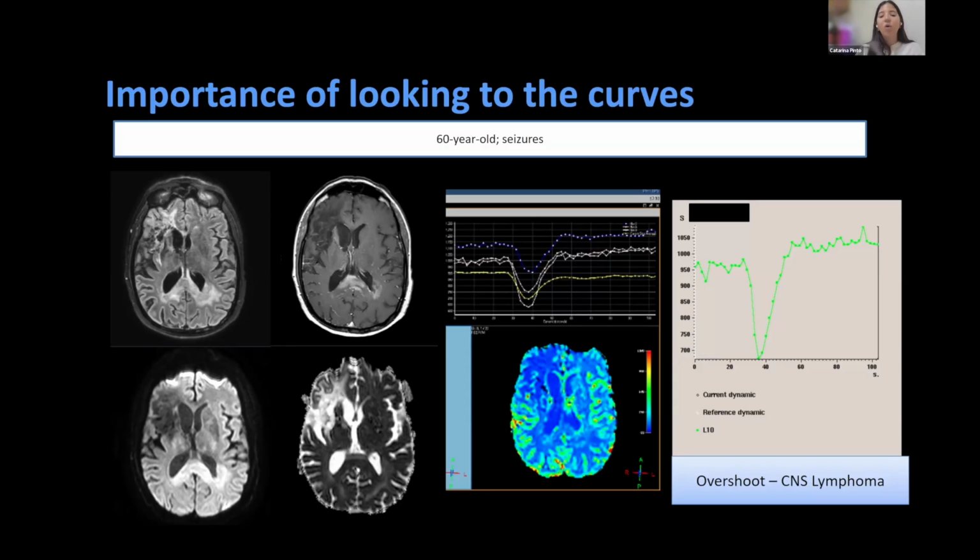So we should always have this in mind when interpreting the color maps, because the colors are just the area under the curve on these curves, but sometimes it can be misleading when we have these overshoots. So I hope I brought you the principal applications of DSC perfusion in clinical practice.